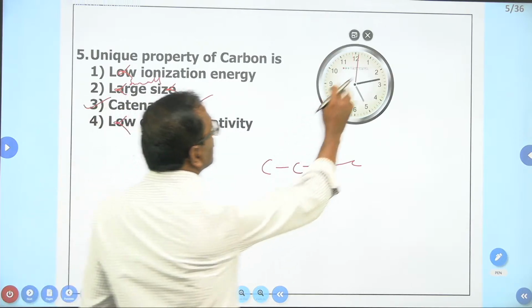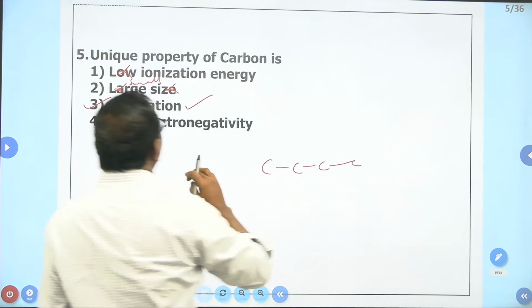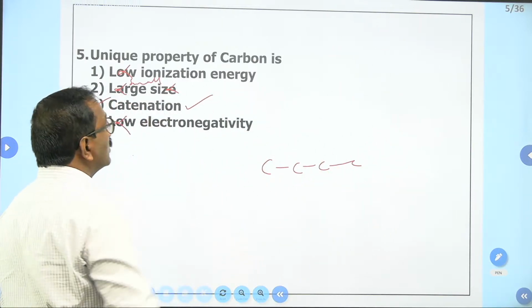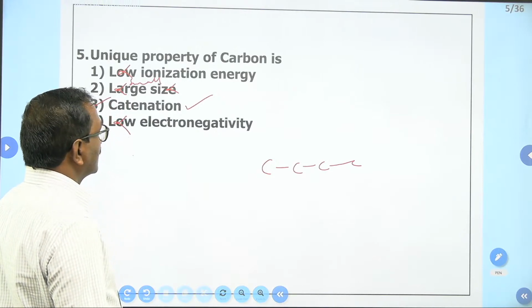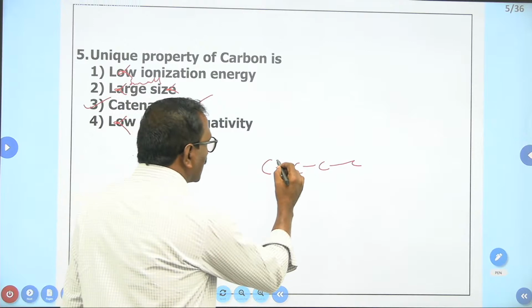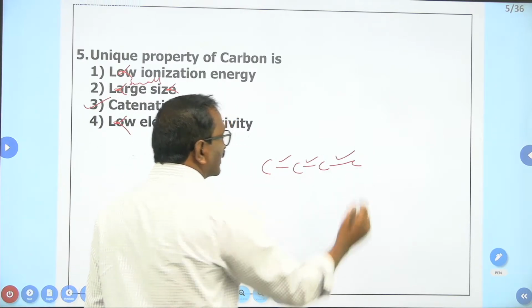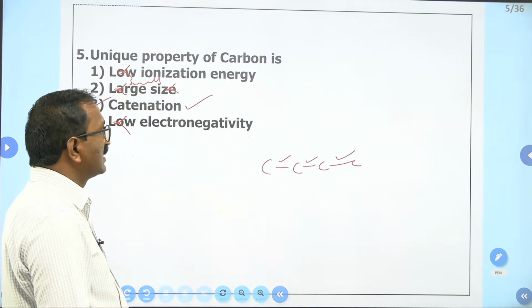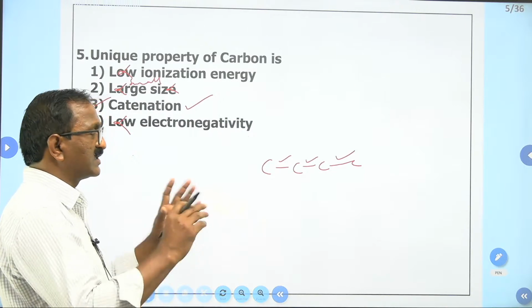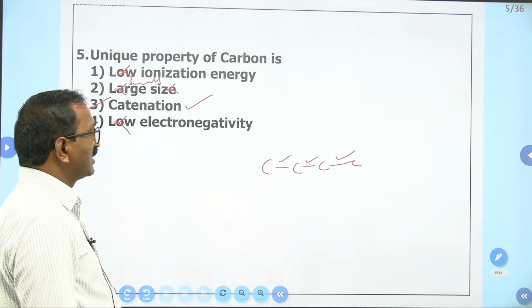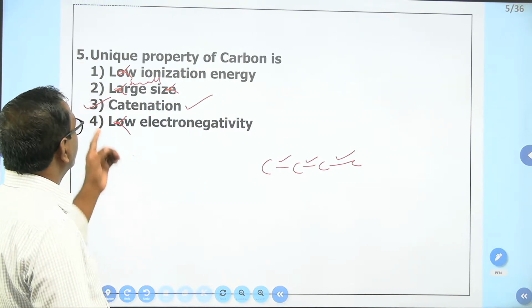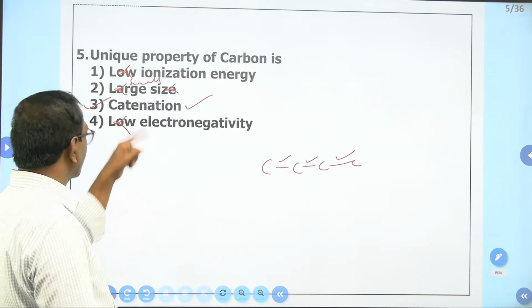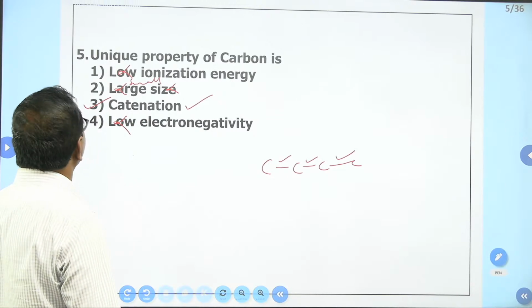Why does carbon exhibit catenation? Due to its small size. Because of the small size, the carbon-carbon bond is very strong and cannot break down so easily. That's why carbon is able to form a chain of any length, a stable chain, due to small size. Therefore, the unique property of carbon is catenation. Next question.